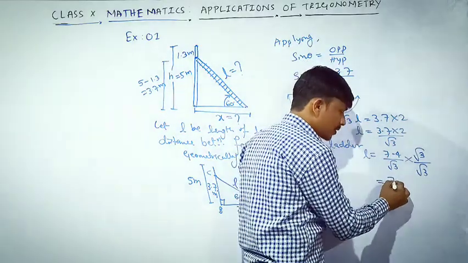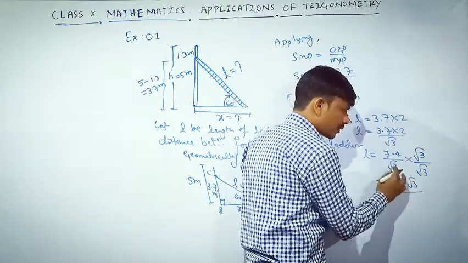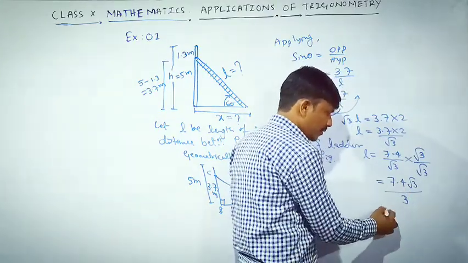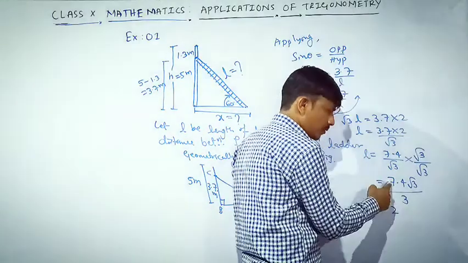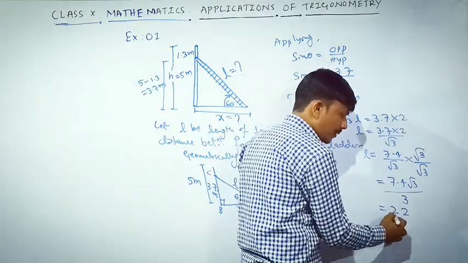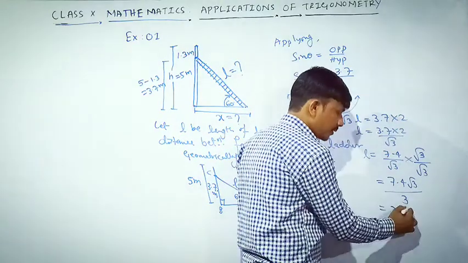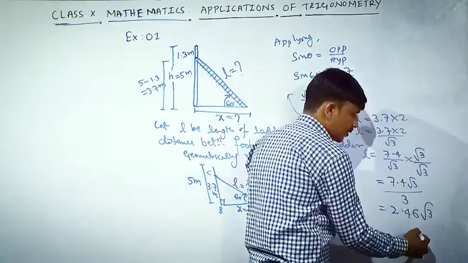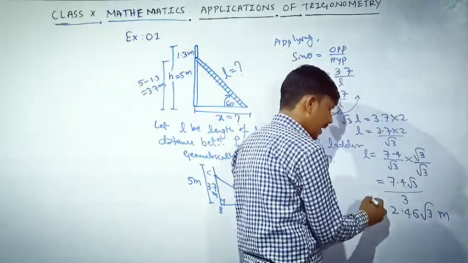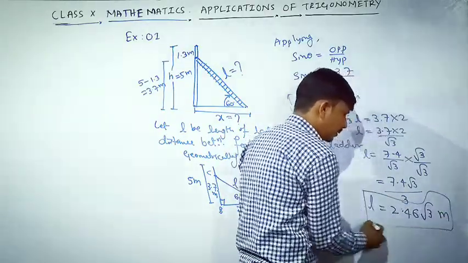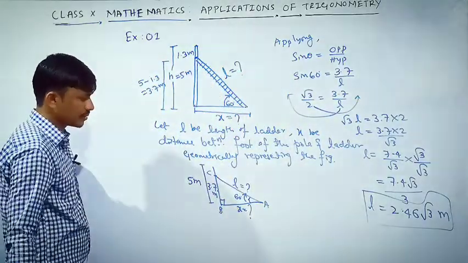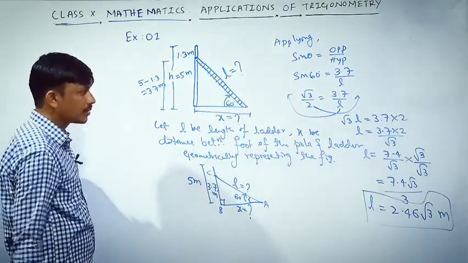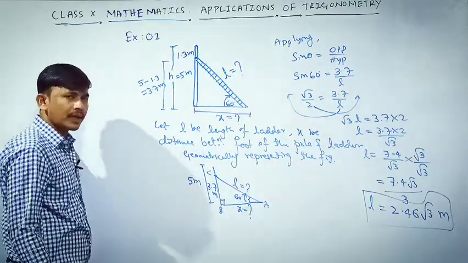Then this is equal to 7.4 root 3 divided by root 3 into root 3, root 3 into root 3 is root 9, that means 3. Next, this is equal to 3 1s are 3, 3 2s are 6, 1 14, then 3 2s are 6, 3 4s are 12. Okay, 2.46 root 3 meter. It is the length of the ladder. What is this? Length of the ladder. And also we need to find out what? The distance between the foot of the tower and the foot of the ladder.